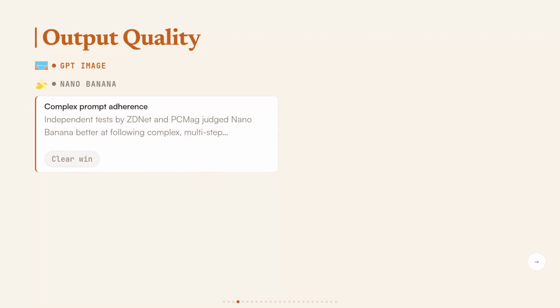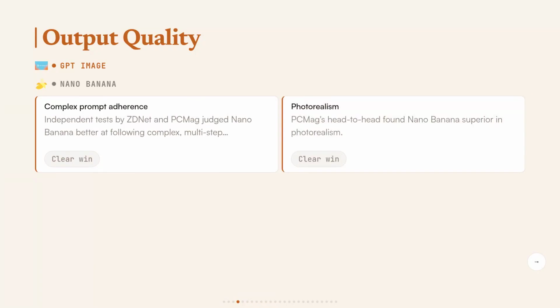Independent testing from both ZDNet and PCMag ran complex, multi-step prompts through both models. Nano Banana came out ahead at actually following every part of the instruction instead of dropping pieces along the way, and PCMag's own head-to-head also called it the more photorealistic of the two. GPT Image still has a real edge of its own.